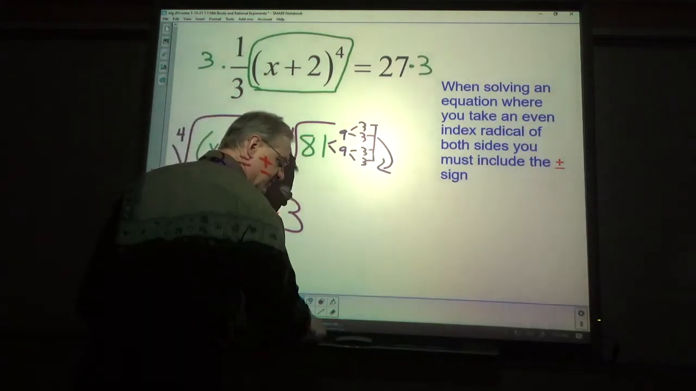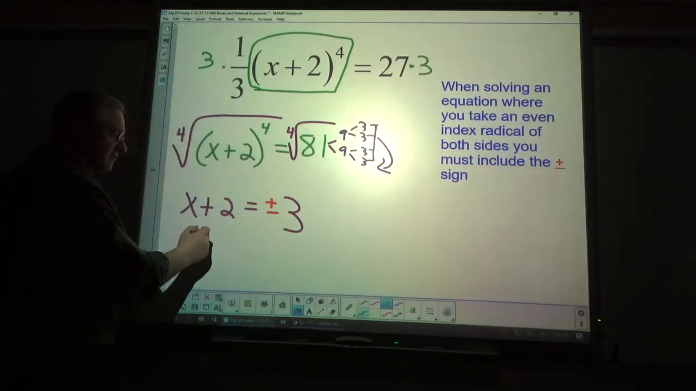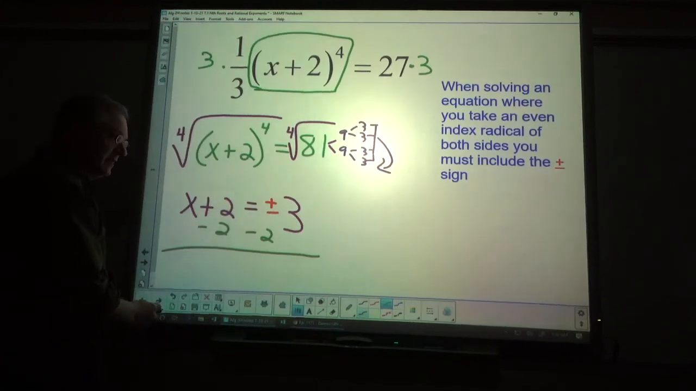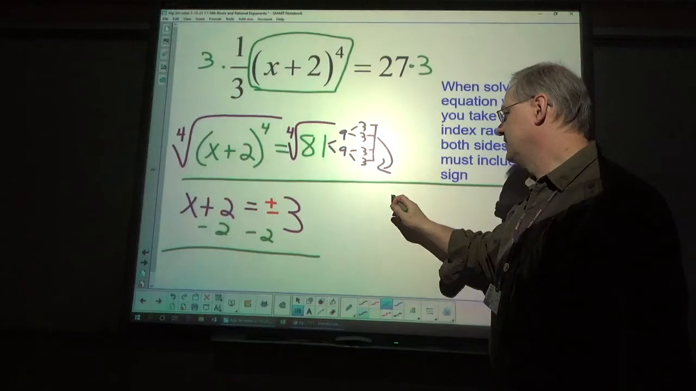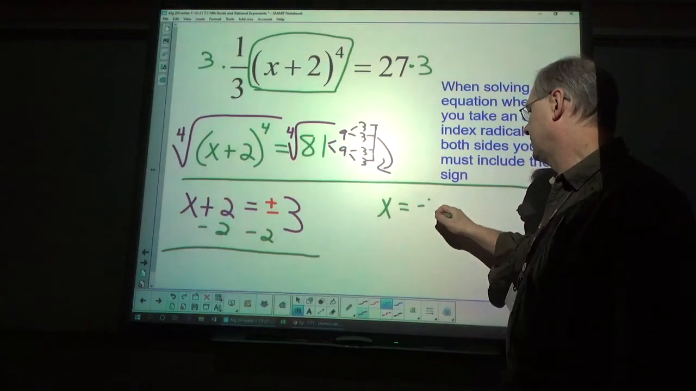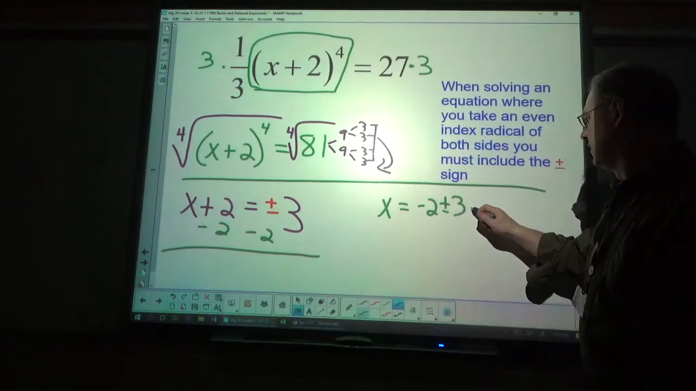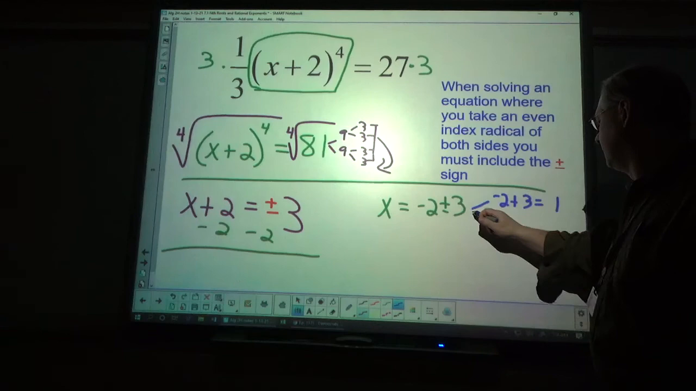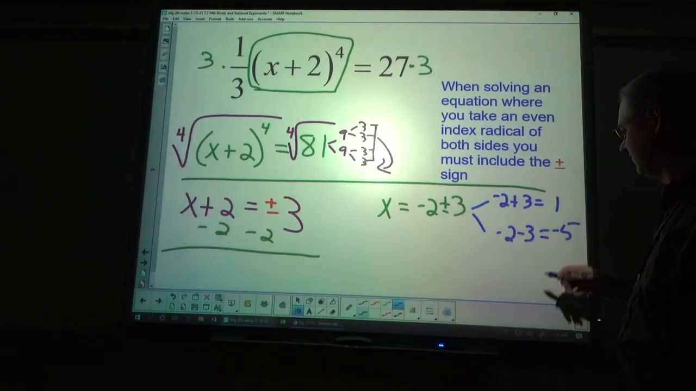Okay, let's continue this. I'm going to get rid of the 2 so I can solve for x. I like to put it before the plus minus sign. So that gets me x equals negative 2 plus minus 3. Negative 2 plus 3 is 1. Negative 2 minus 3 is negative 5.